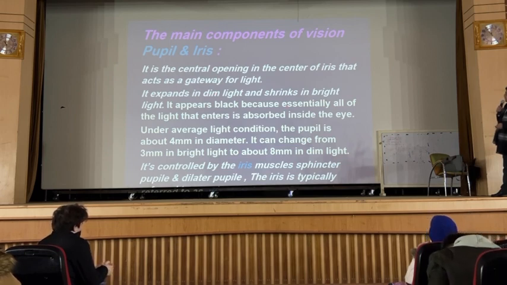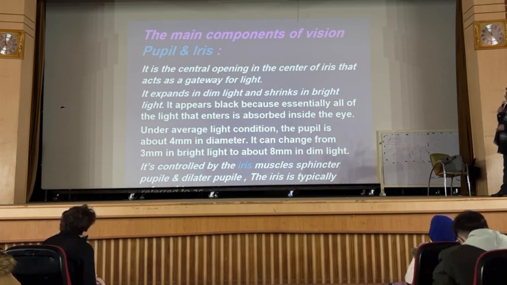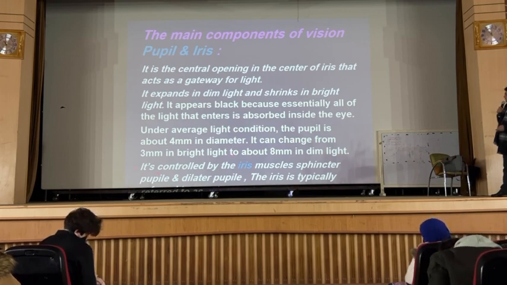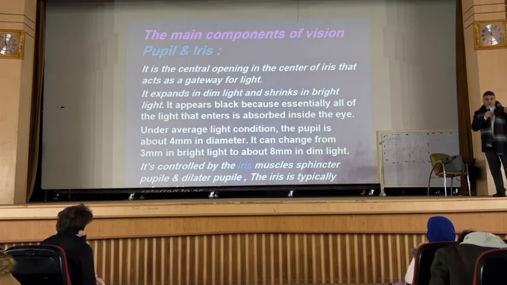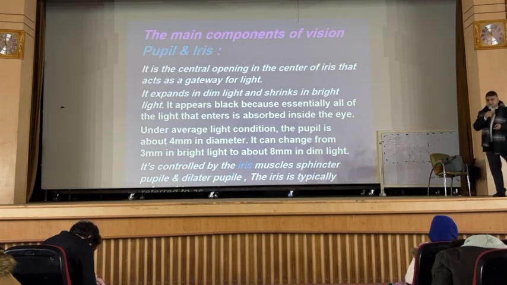It appears black because essentially all of the light that enters is absorbed inside the eye. Under average light conditions, the pupil is about 4 mm in diameter. It can change from 3 mm in bright light to about 8 mm in dim light. And it's controlled by the iris muscles, sphincter pupillae and dilator pupillae muscles, that are supplied by the parasympathetic and sympathetic autonomic nervous system.